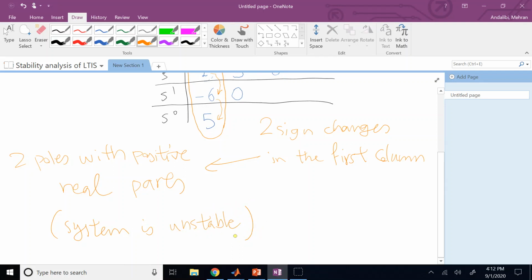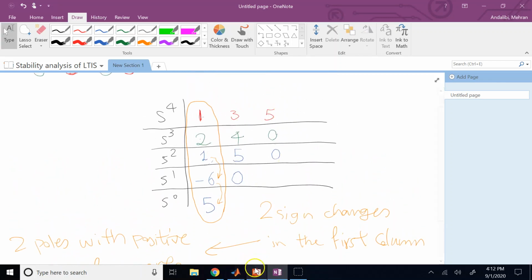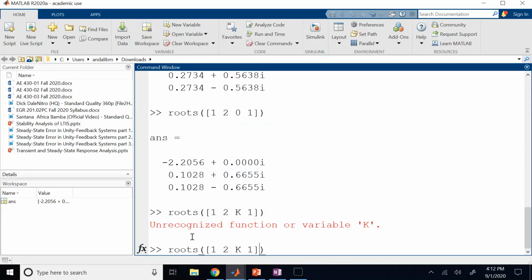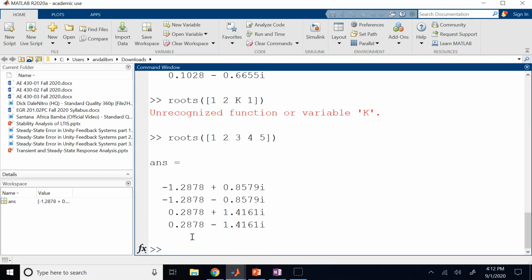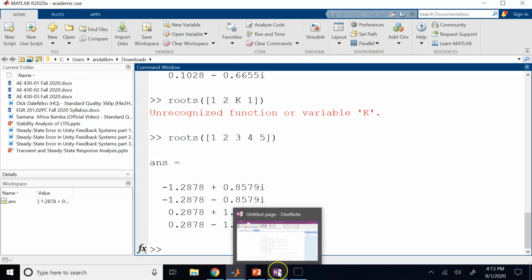How many roots, how many poles do I have on the right side of the imaginary axis? 2, because I have 2 sign changes in the first column. And we can always check it just by going back to MATLAB and using the roots command. 1, 2, 3, 4, 5 are the coefficients, right? So we just use that. 1, 2, 3, 4, and 5. And if you look at the 4 roots, 2 of them have positive real parts. Okay? There we go. So that's how this method works. Again, you might say, why should I do all of that table?